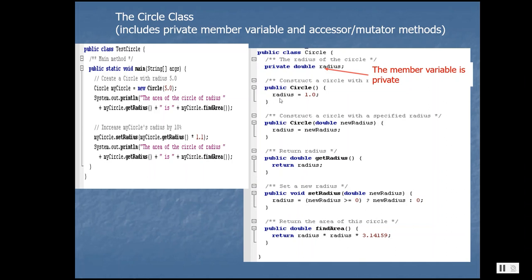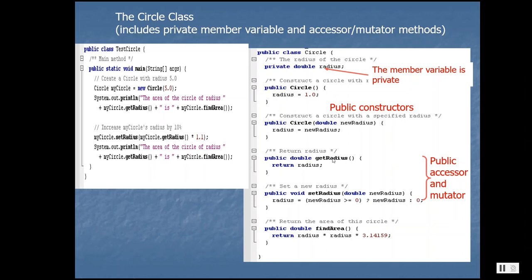And remember, within the class, if we say radius equals 1.0 or radius equals new radius, what does that mean? That means that this dot radius is equal to new radius, because this pointer is pointing at the instance, the object itself, as we talked about earlier. And then we have our public constructors, and we got our public accessor and mutator.